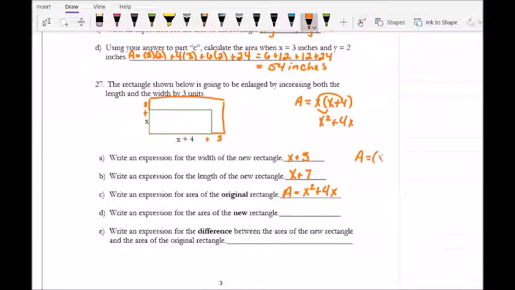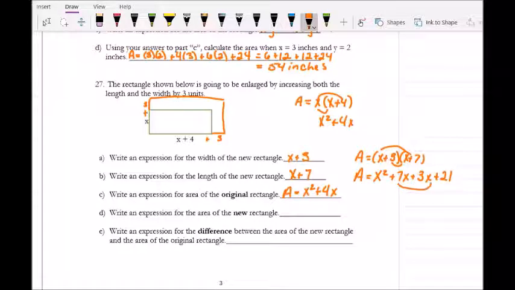A equals x plus 3 is the new width, and x plus 7 is the new length. And to get that expression, we're going to FOIL. So x times x is x squared. Outer is 7x. Inner is 3x. And last, 3 times 7 is 21. And we can combine here. We have 2 x terms. So the final answer will be A equals x squared plus 10x plus 21.